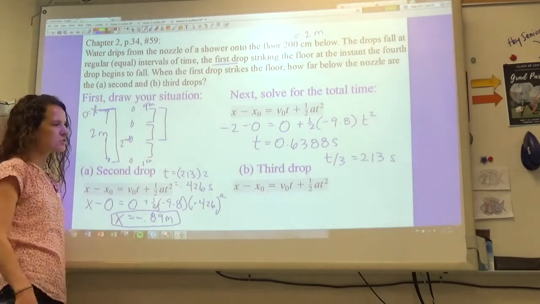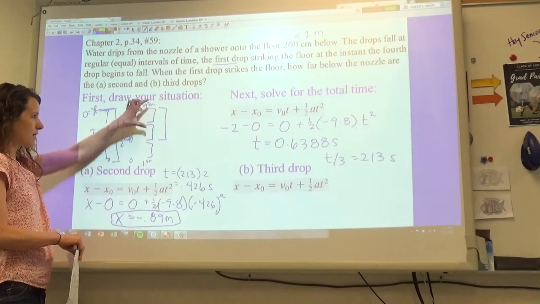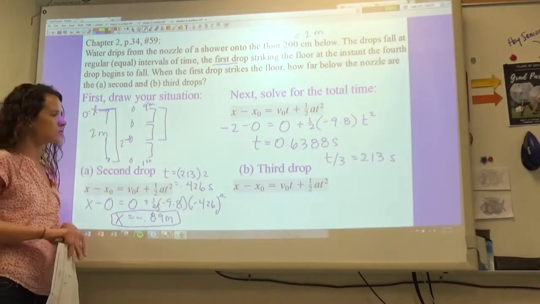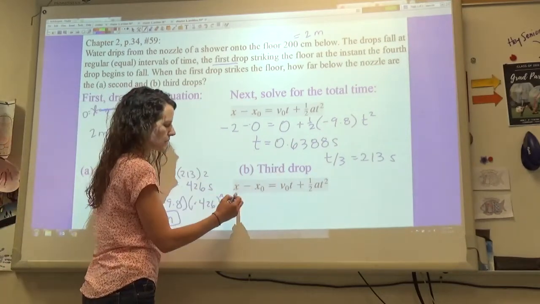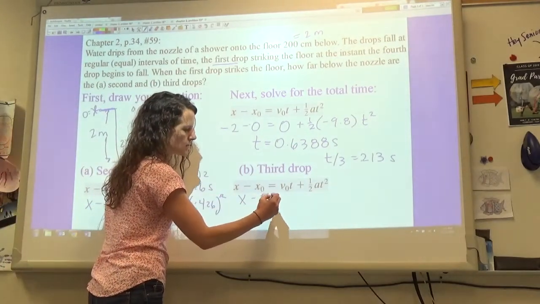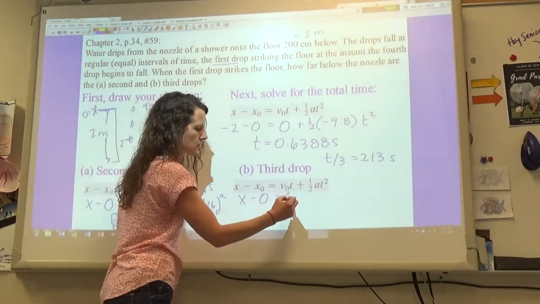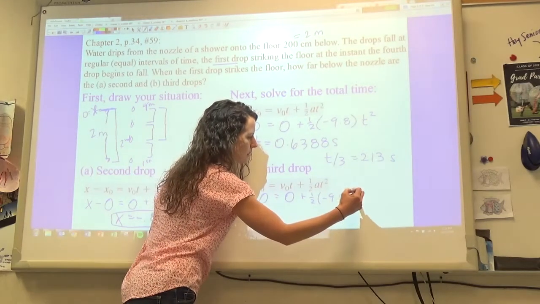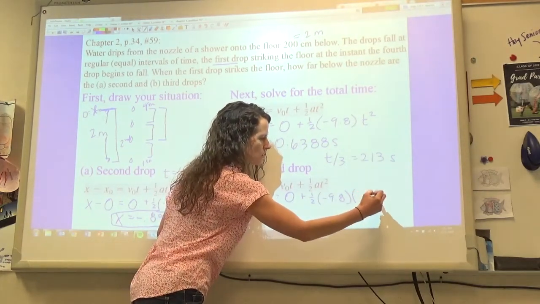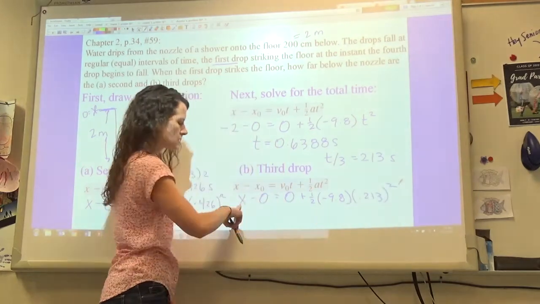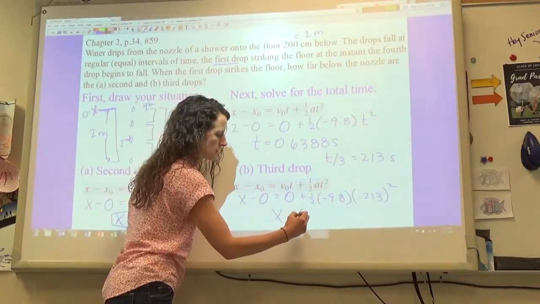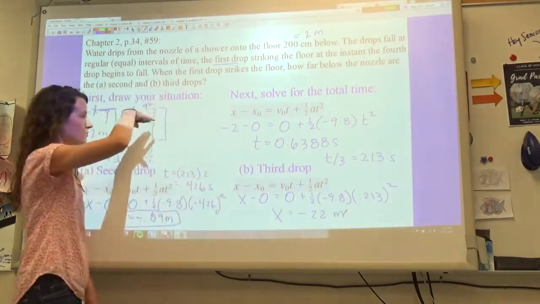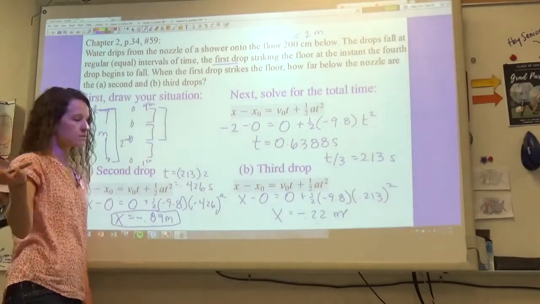So lastly, I'm going to do my third drop, and for that one, I've only been dropping for just 1 time interval, so 0.213 seconds. So I'll do the same thing. So I have x minus 0 equals, my initial velocity again is 0, plus 1/2 times negative 9.8. And then my time again is 0.213 squared. And so this distance right here is negative 0.22 meters. And so we're just 0.22 meters below the nozzle. And we did it.